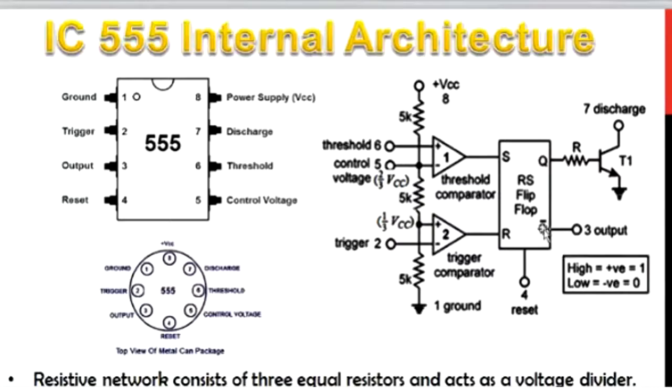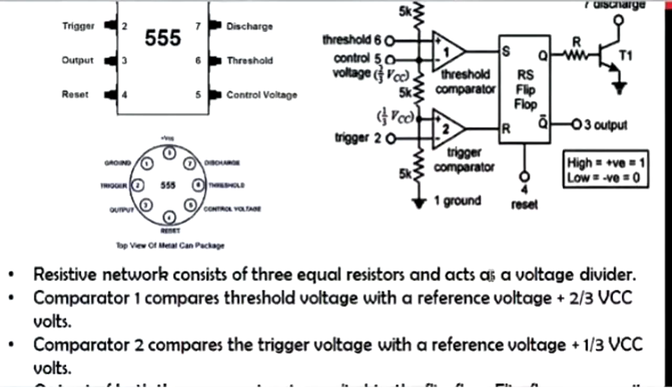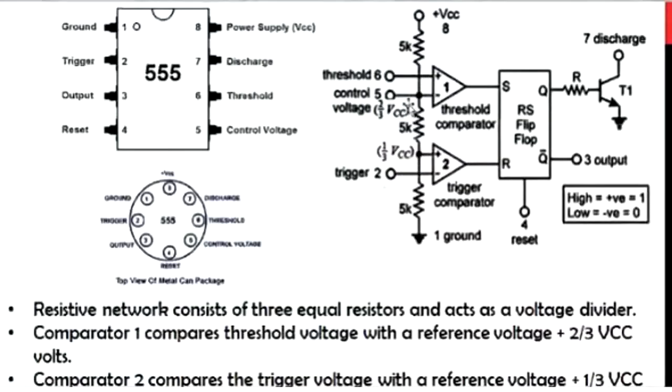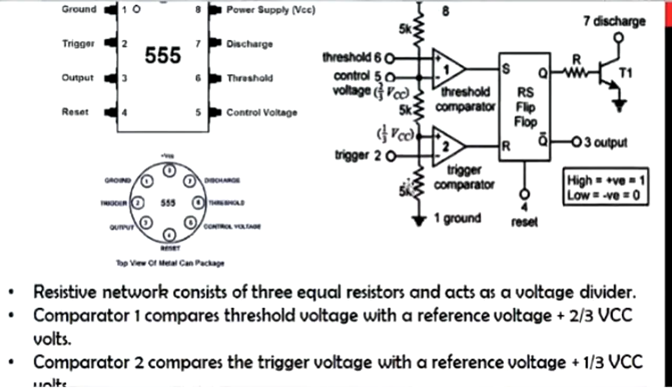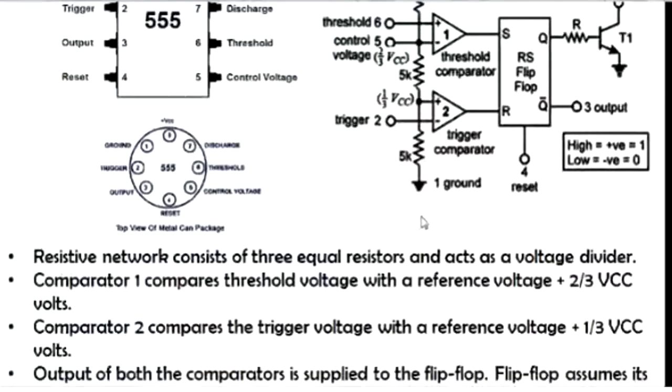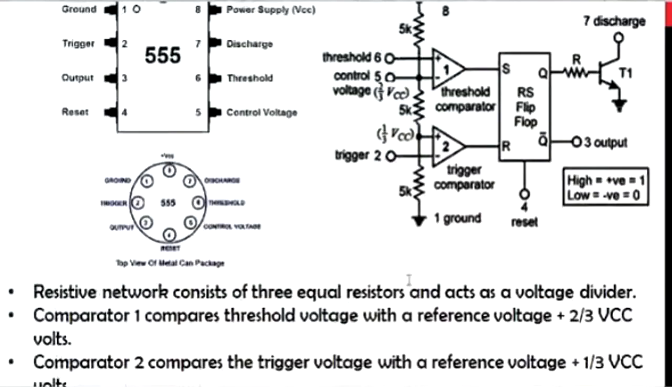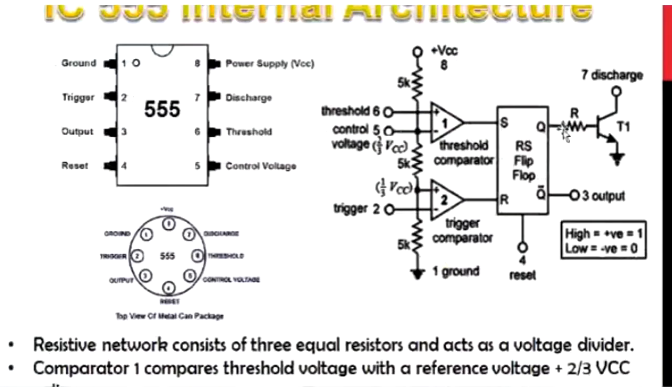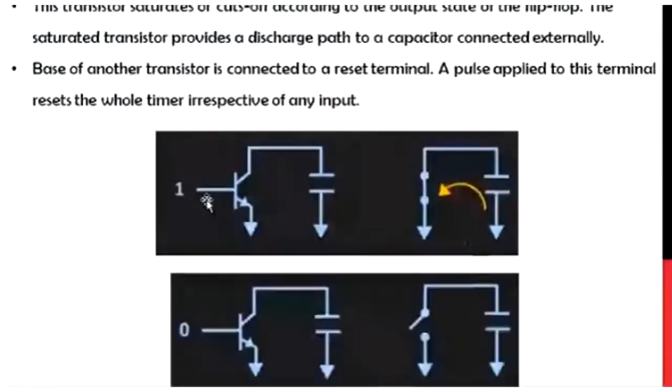So output is Q bar, and comparator 1 compares threshold voltage with reference voltage, which is 2 by 3 VCC, and comparator 2 compares the trigger voltage with the reference voltage 1 by 3 VCC. And the output of both comparators are connected with the flip-flop, which assumes the state of the system. So when Q is equal to 1, the base is connected and the transistor is on. Now the capacitor can discharge through this path because it acts as a closed switch.